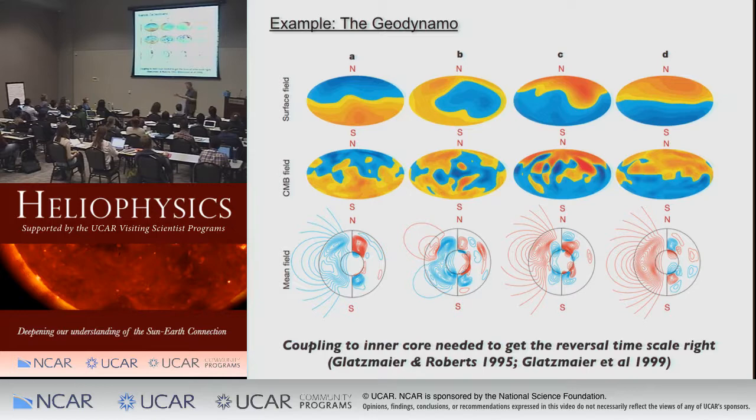But those that do exhibit reversals do tend to be irregular. They're not periodic. You can get idealized simulations that do have more periodic reversals, but if you're trying to plug in the best physics you know for the geodynamo, I'm not aware of any that have regular reversals.